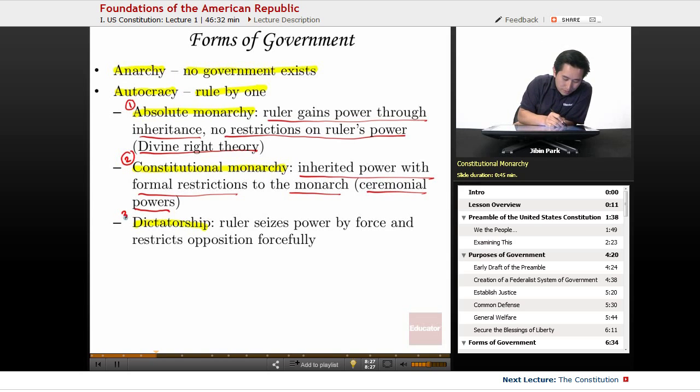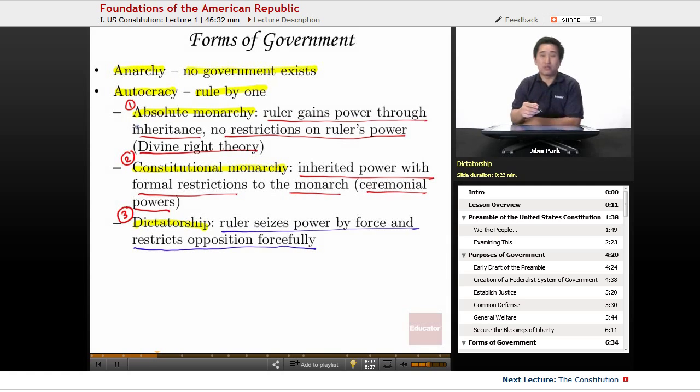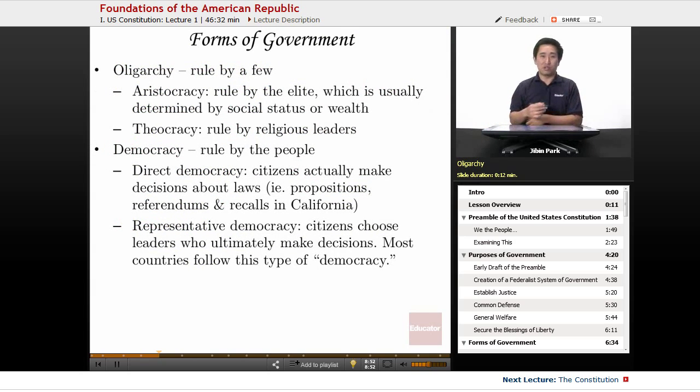Or finally, you have just dictatorship as the type of autocracy. This is where the ruler basically seizes power by force and restricts opposition forcefully. I guess it's very similar to an absolute monarchy, except the dictator doesn't call himself or herself a king. He just rules by force. And so those are the different types of autocratic governments. Obviously, in the United States, we don't have a traditionally autocratic government.